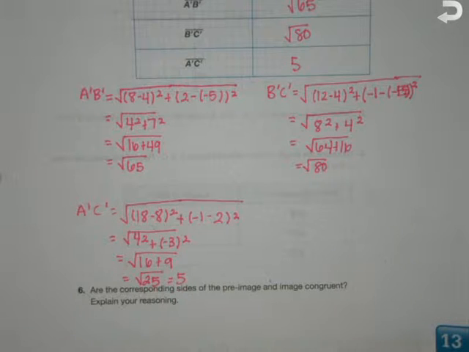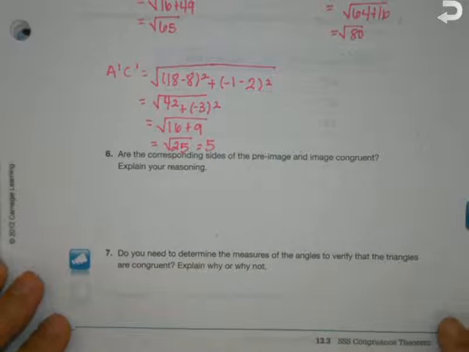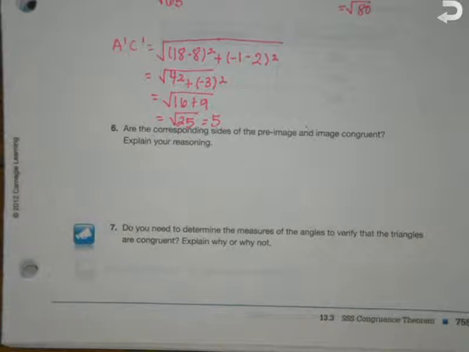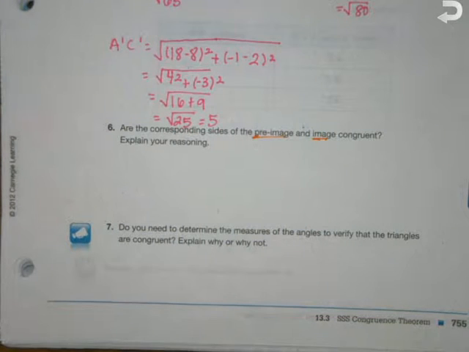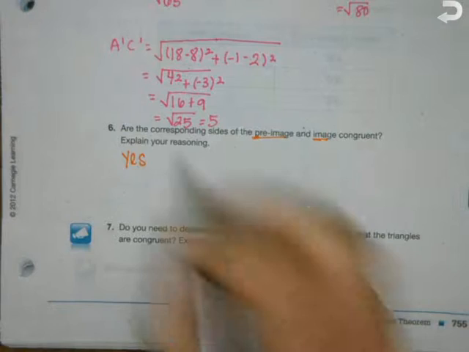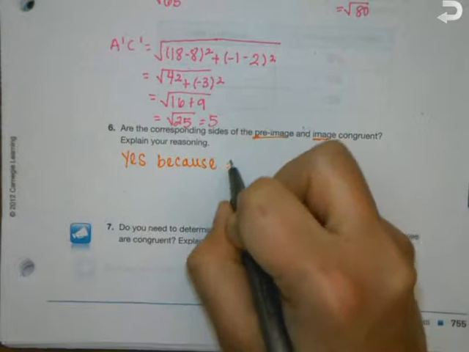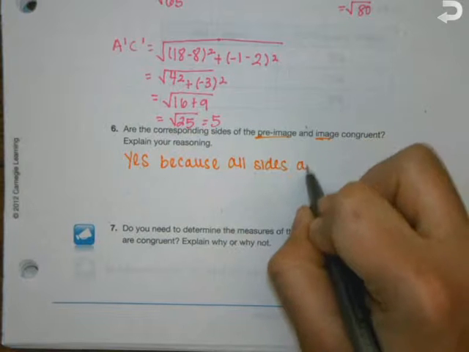So, the last 2 questions I have for you are about the corresponding sides of the pre-image and image. Remember, the pre-image is the original, the image is the new one. Are they congruent? Yes or no? Yes. Why are the 2 triangles congruent? Because all sides are the same length. So you need to write something like that. All sides are the same length.